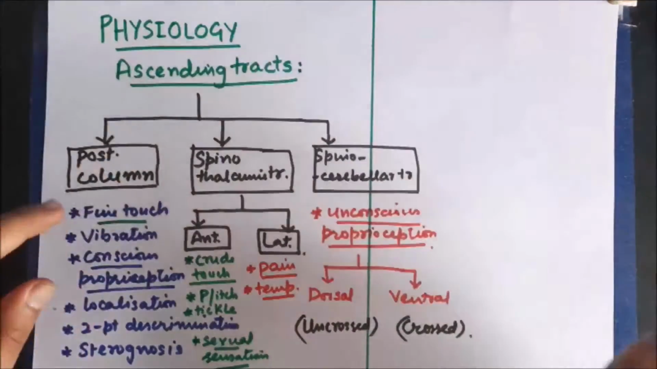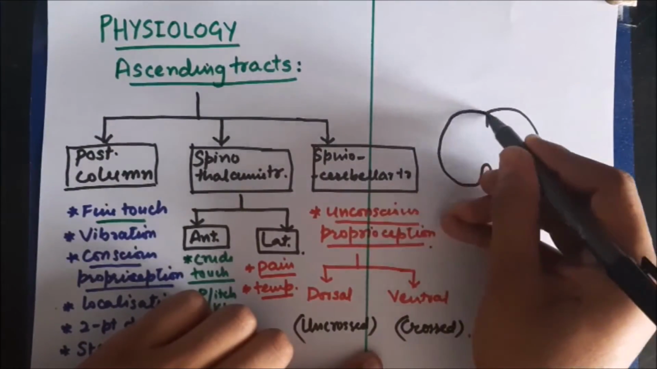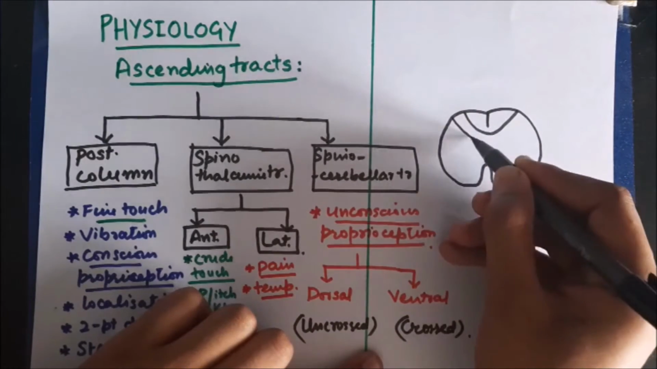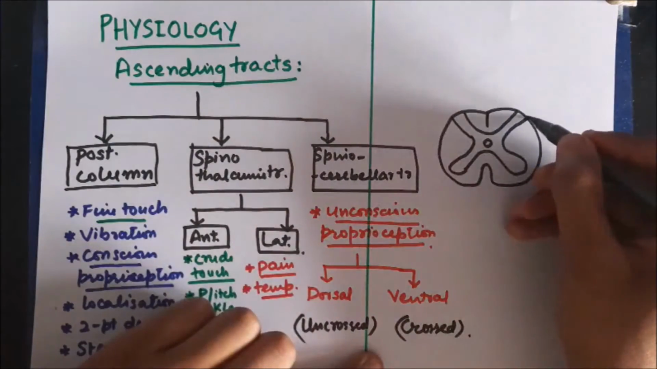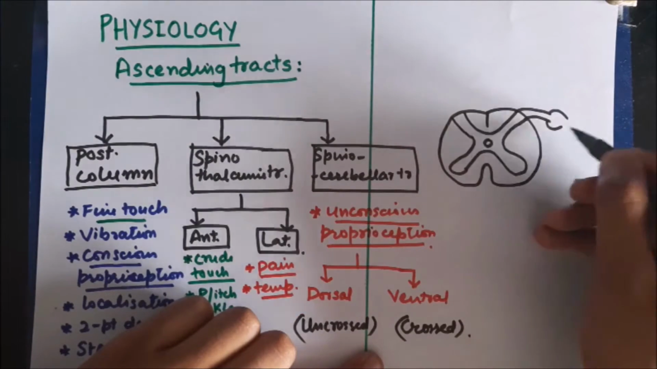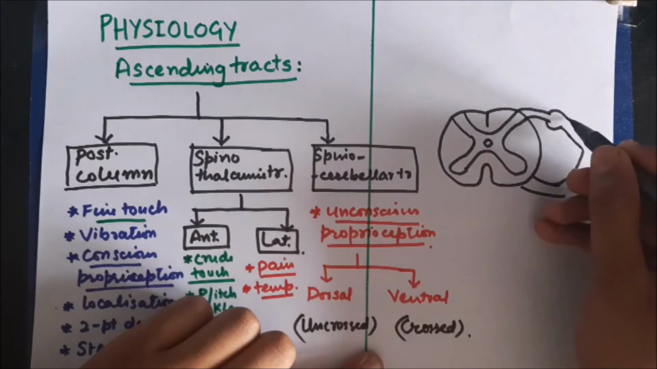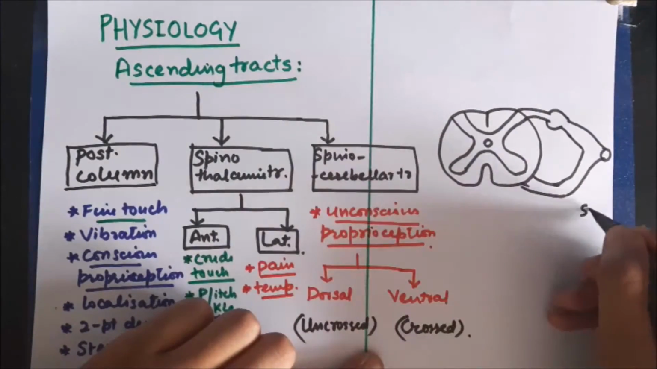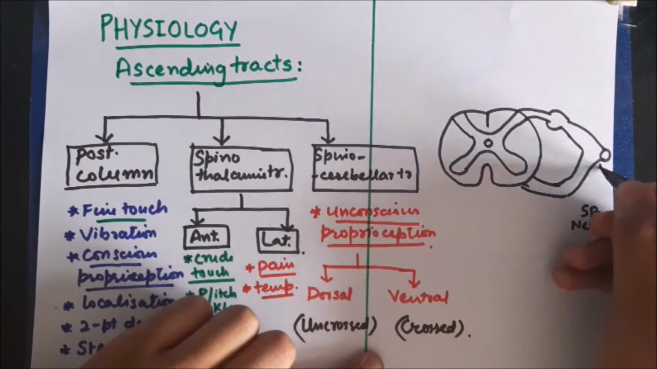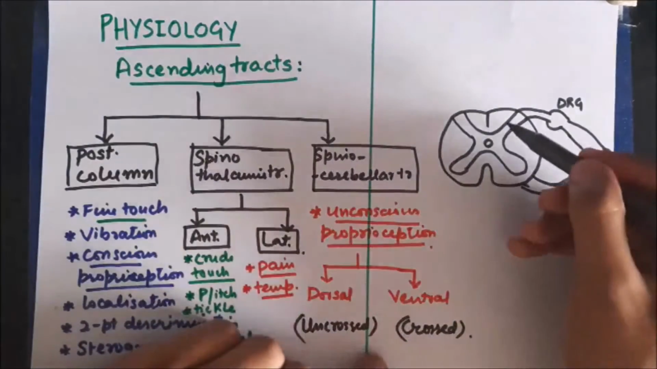Before that, let us brush up some facts about the spinal cord and about various types of cells. If this is a section of a spinal cord, this is the gray matter, and in between is the spinal canal. This is the dorsal root, this is the dorsal root ganglion, and this is the ventral root, and they join together and form the spinal nerve. This is the dorsal root ganglion, which contains the dorsal root ganglion cell.